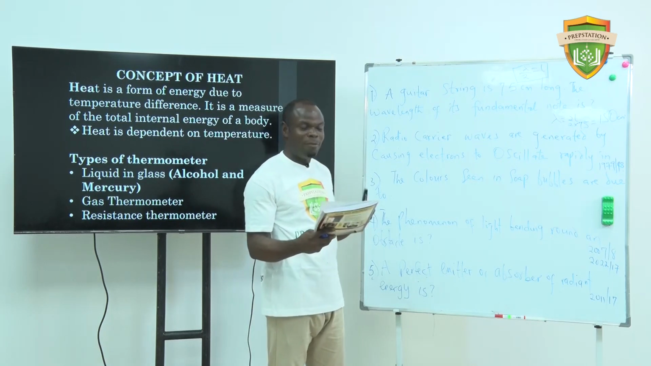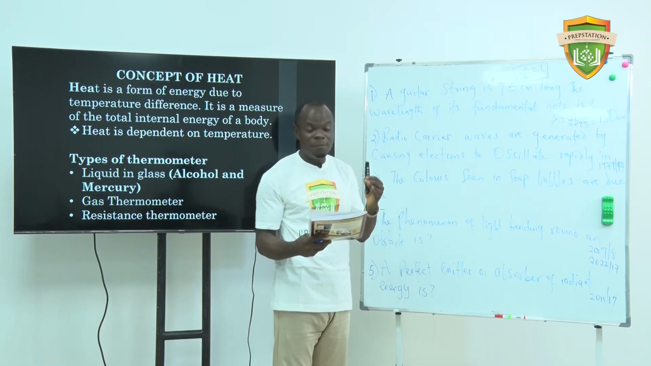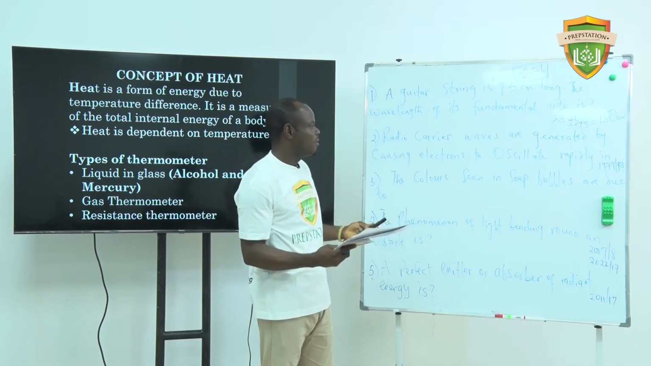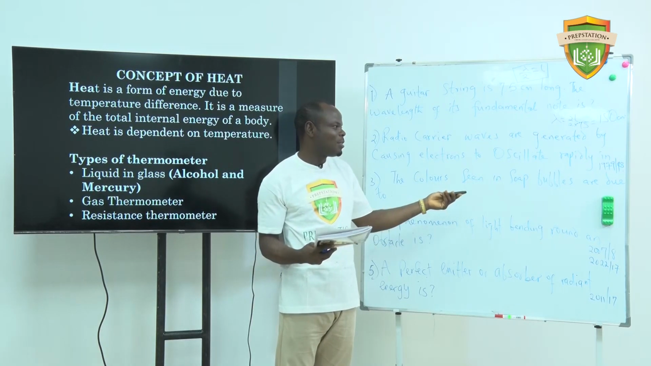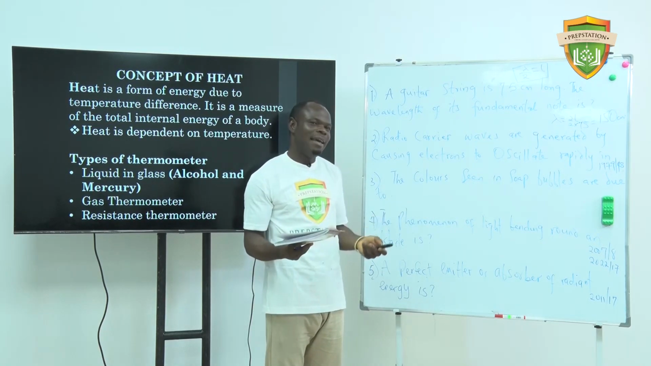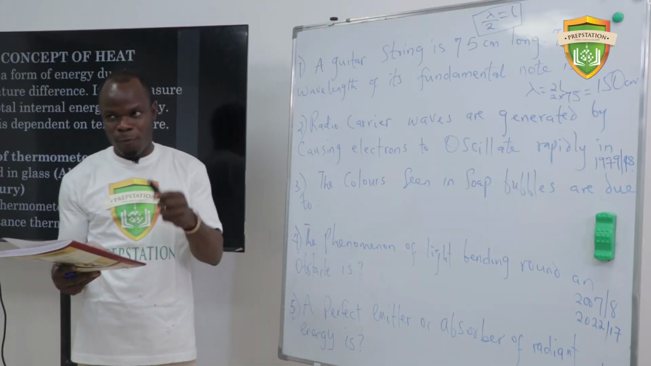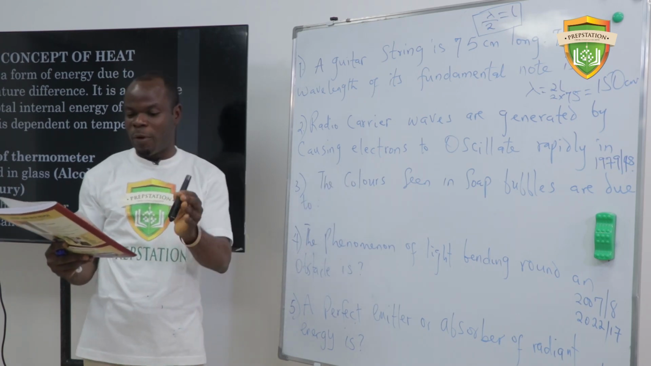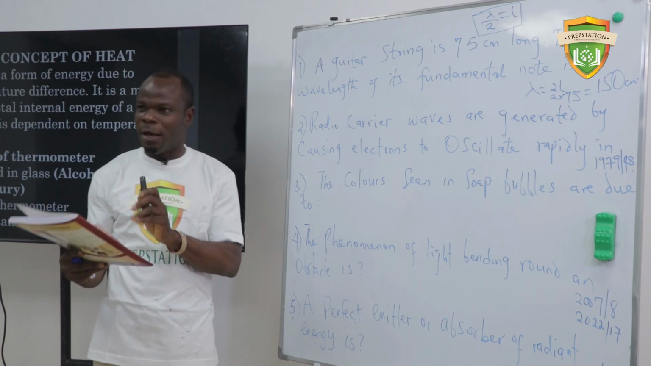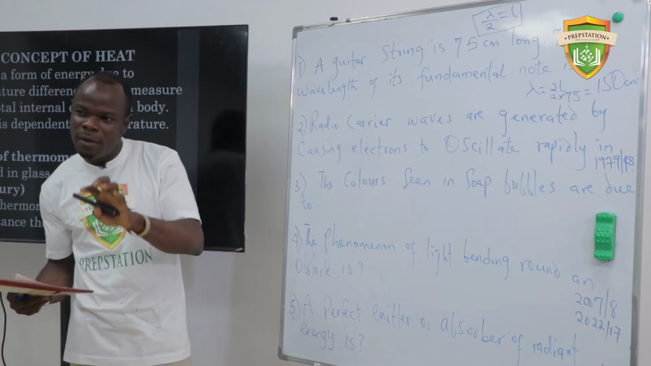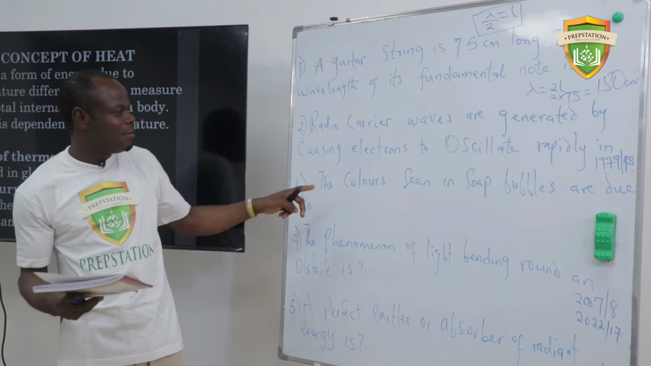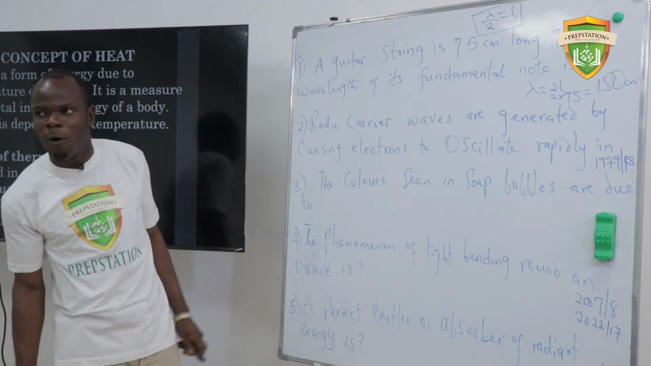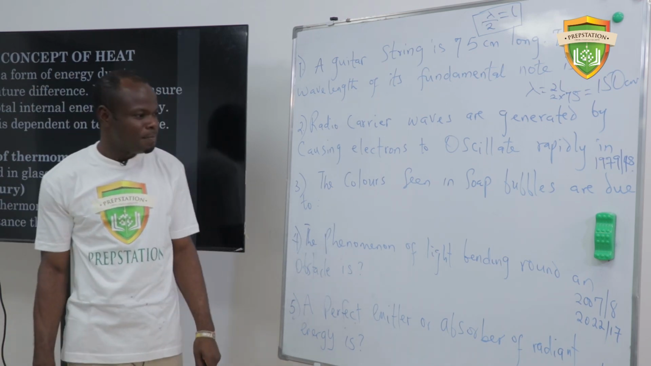Let me give you the options: interference, dispersion, diffraction, and refraction. So what's the answer to the color seen in the soap bubble? The answer is interference. Follow up with the definition of the concept of interference, and definitely that will be your answer. I can switch the question this way: the color seen in a film of oil. What causes that is still the concept of what? Interference.